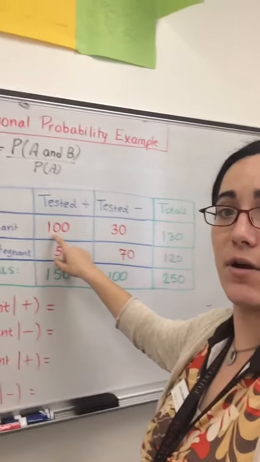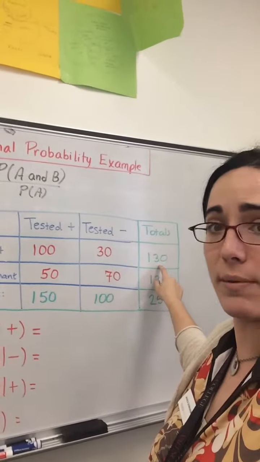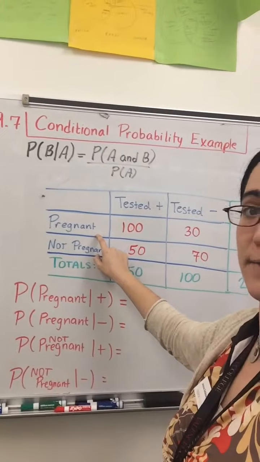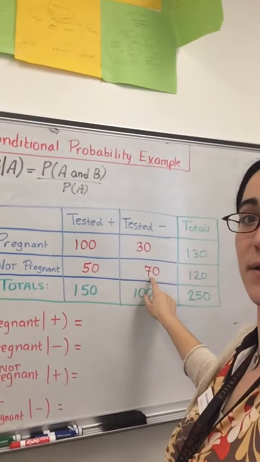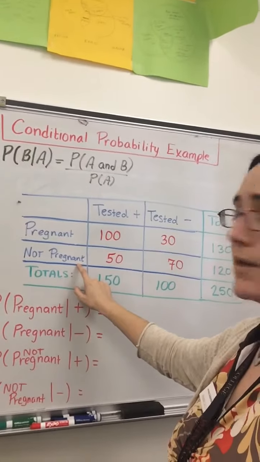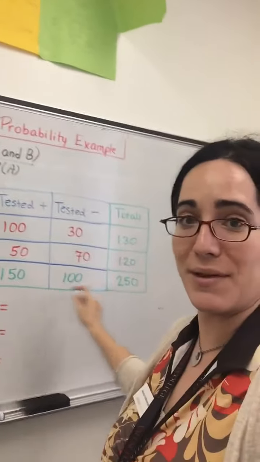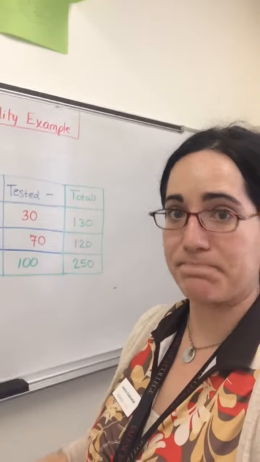Similarly, we could have added across our rows. 100 plus 30 gives us 130 women who were actually pregnant. 50 plus 70 gives us 120. Those are our women who were not pregnant. And again, 130 plus 120 gives us the total of 250 women in this experiment.